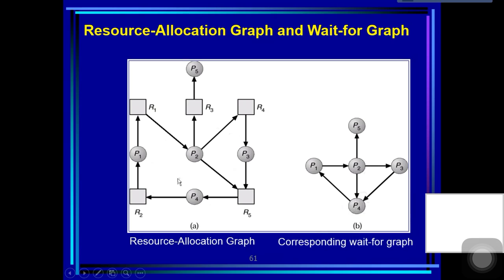So by simplifying this graph, we get this wait-for graph, and then we can see there are cycles: 1st cycle, 2nd cycle, 3rd cycle. We have 3 cycles altogether, so we say it is in a deadlock state. And we must know that the resource allocation graph and wait-for graph can only be used when each resource type has only one instance. For each resource type with one instance, we can use the resource allocation graph and the wait-for graph to determine whether the system state is deadlocked.